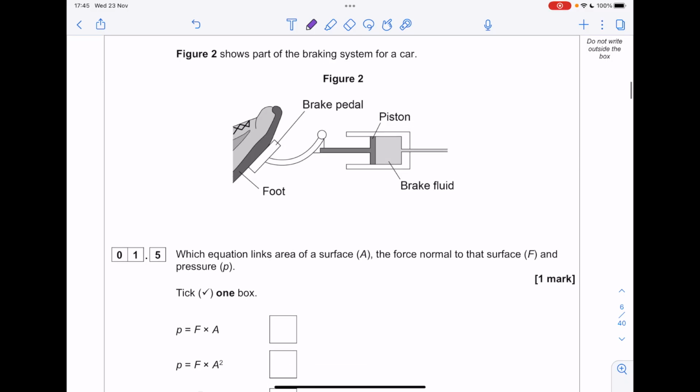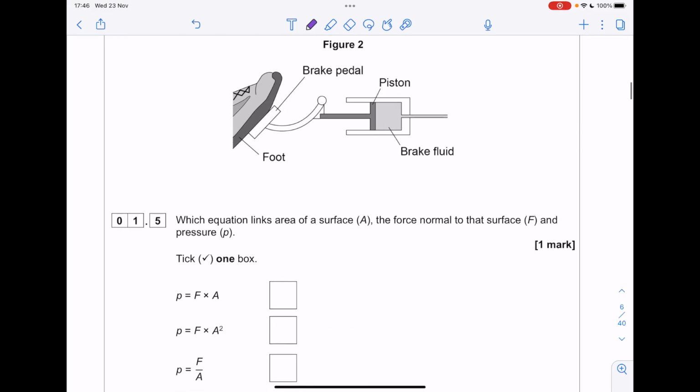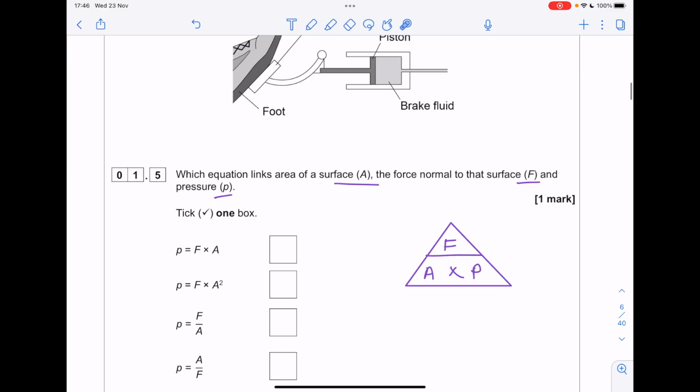Figure 2 shows part of the braking system for the car. Which equation links area of a surface, force normal to that surface, and pressure? You want FAP as your formula triangle. Let's look at it in terms of pressure. It's force over area, which is why it's this one.